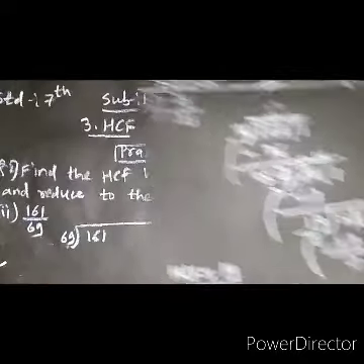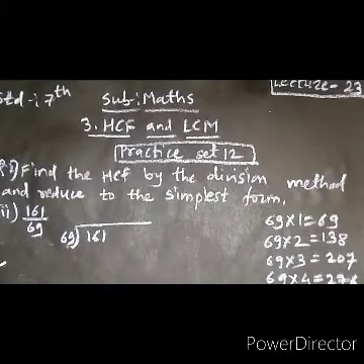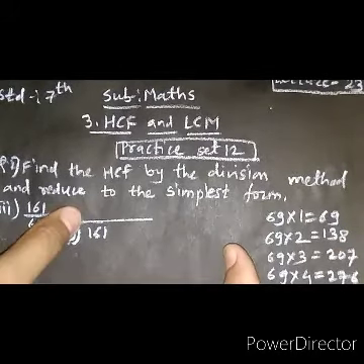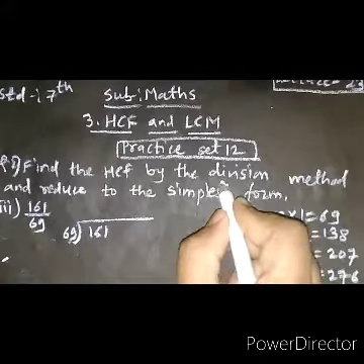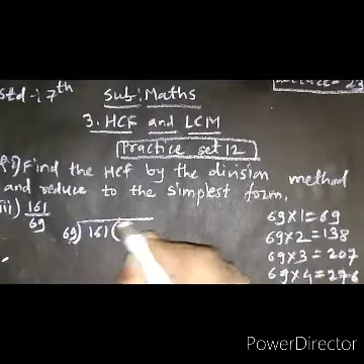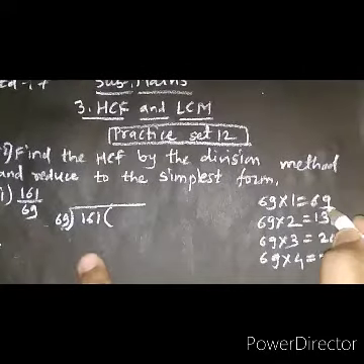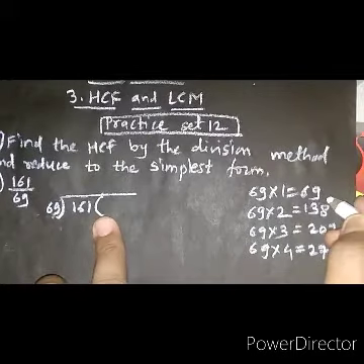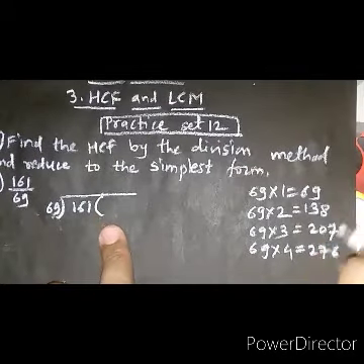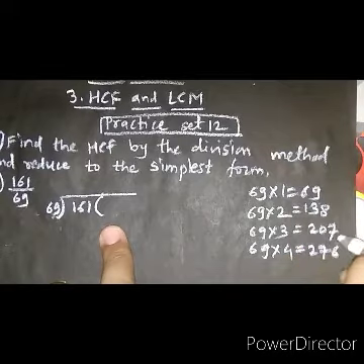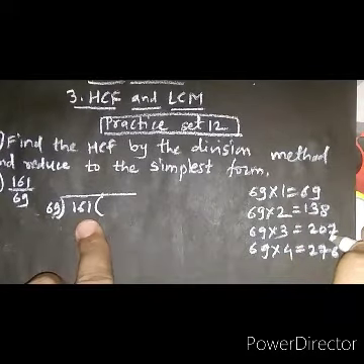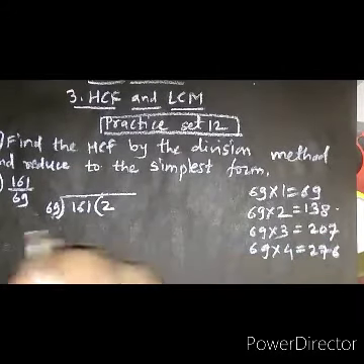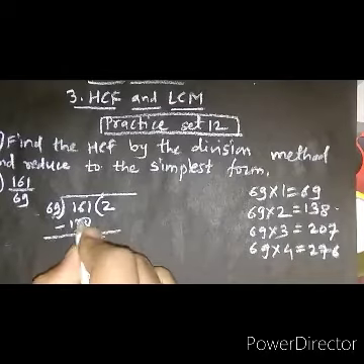Now let us see one more example from this question. We have to find the HCF as well as reduce to the simplest form by using the division method. Now see, here I wrote the 69 table. We have to find 161 in the 69 table. So here 69 ones are 69, 69 twos are 138, and 69 threes are 207. 207 is bigger than 161, so we can't take it. So here 69 twos are 138. Now we have to do subtraction.